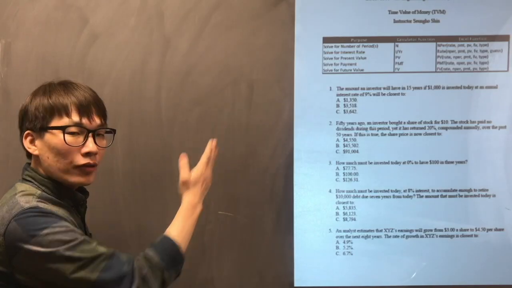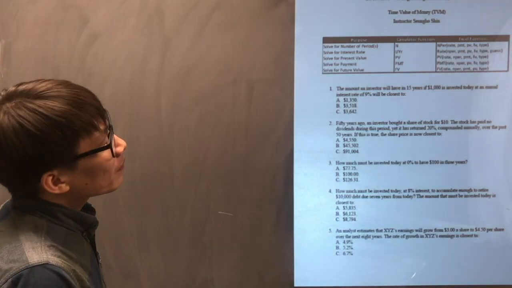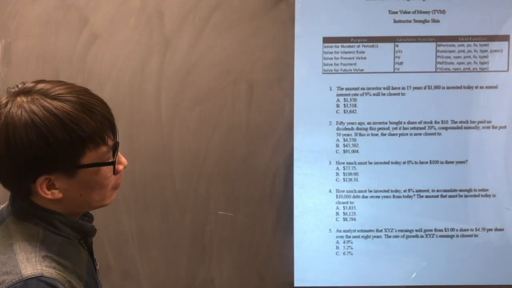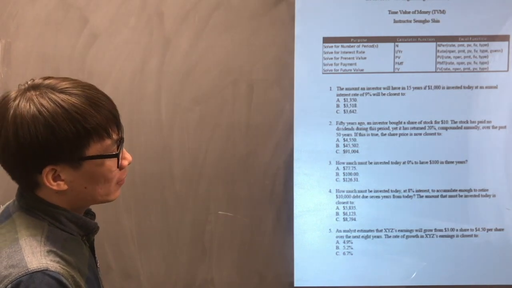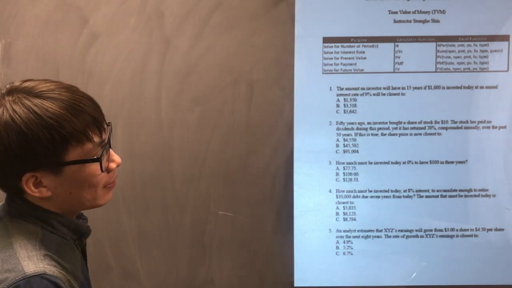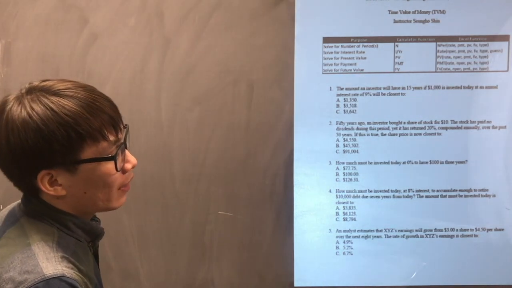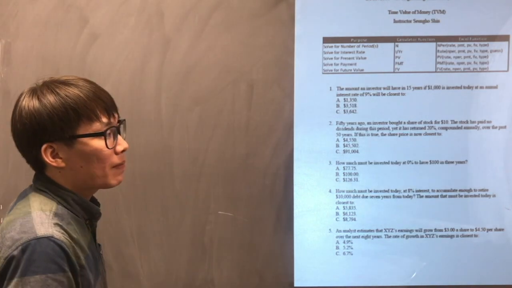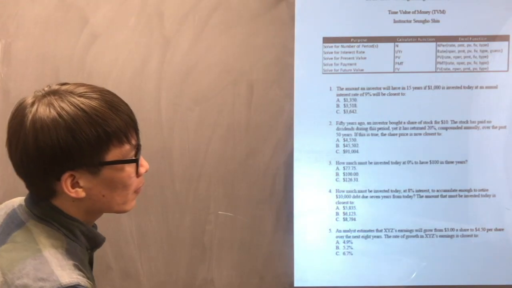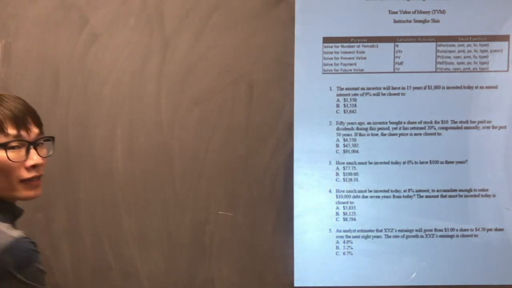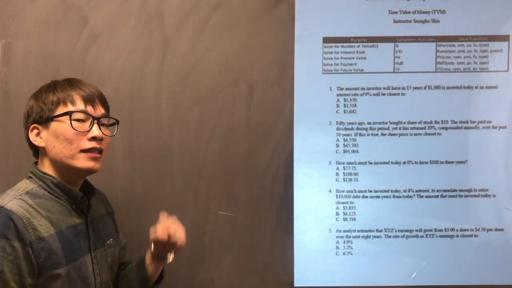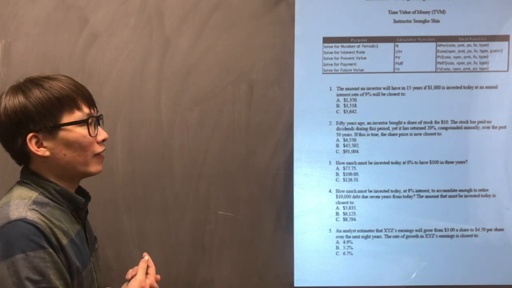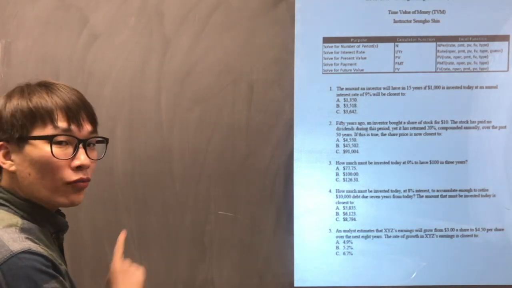Time value of money. Question number 1. The amount an investor will have in 15 years, if 1,000 is invested today at an annual interest rate of 9%, will be closest to, right? So there are 2 steps. Step 1, draw a timeline. Okay, so read question 1 first.